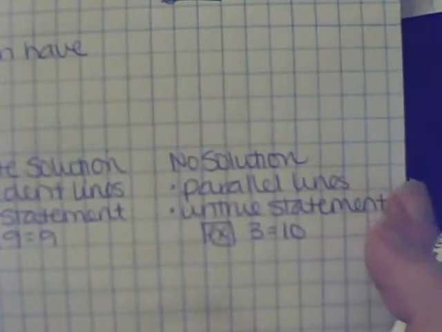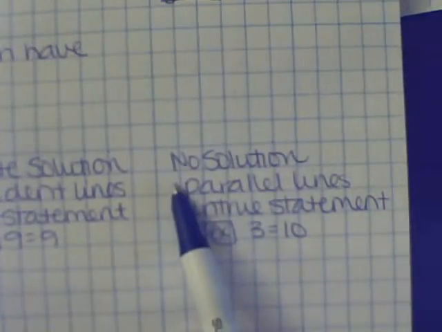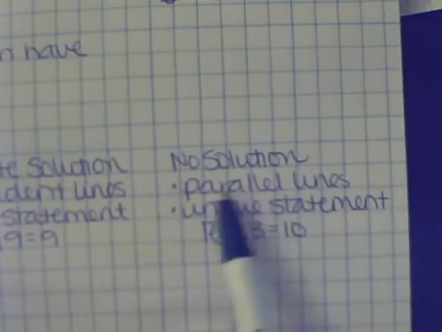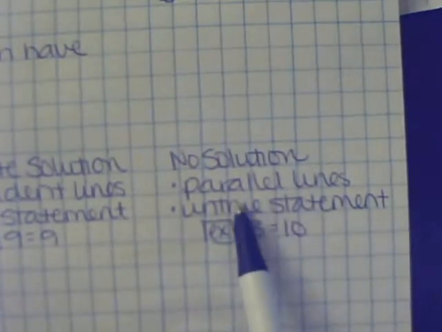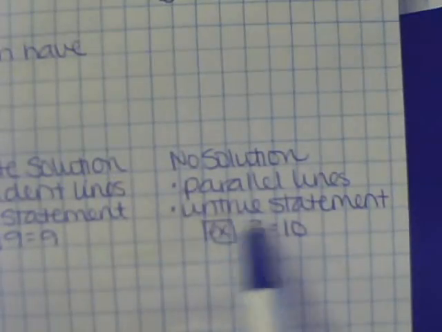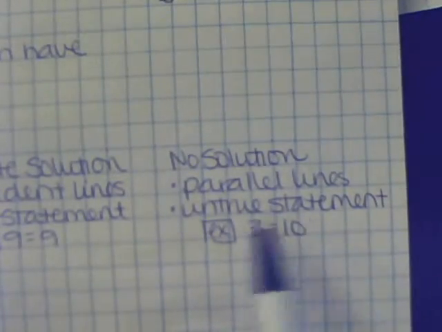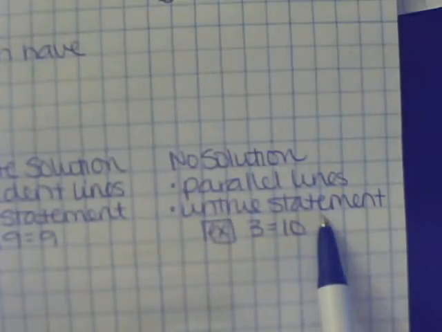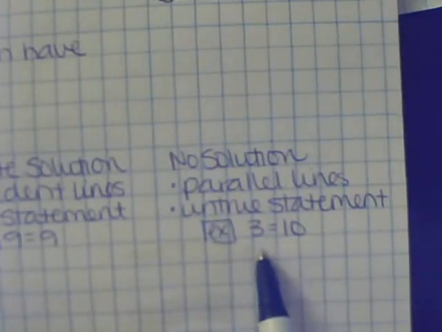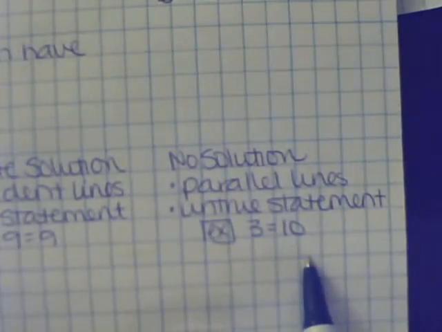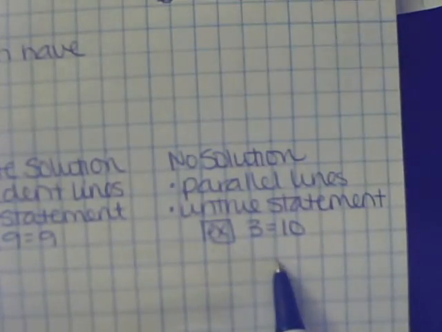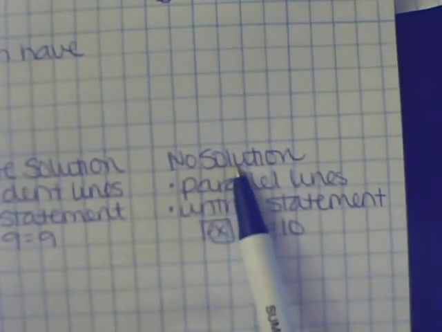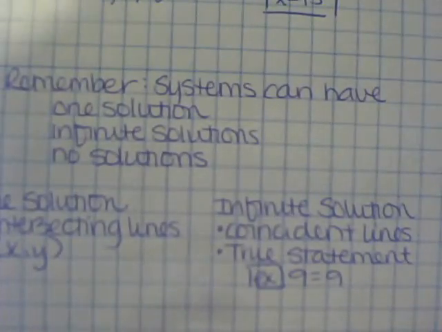Likewise, no solutions. On a graph, what that looks like is parallel lines that never cross. When you're solving a system and the variables disappear and you get an untrue statement like 3 equals 10, that's not true. 3 doesn't equal 10. When that happens, you end up with no solutions. Okay, so those are your options. You can have one solution when you solve a system, infinite solutions, or no solutions.